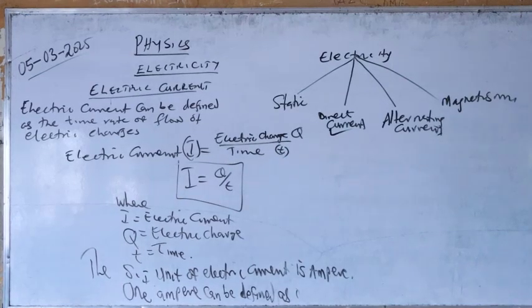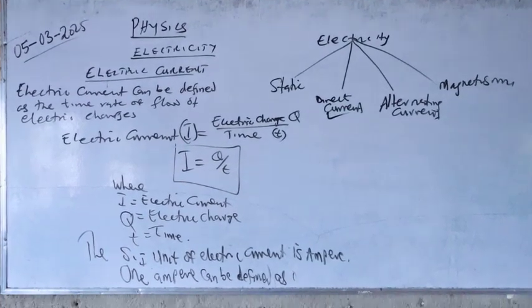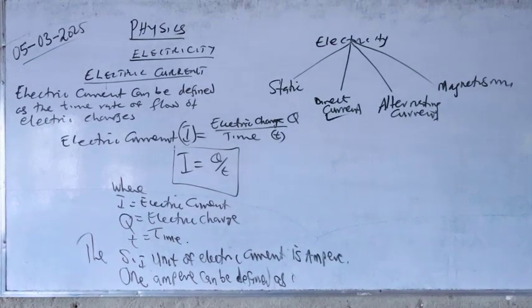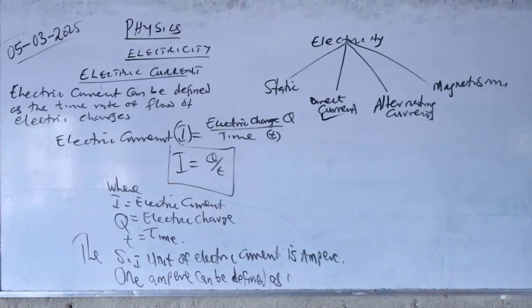Milliampere, microampere. Milliampere is 10 raised to minus 3 ampere. Microampere is 10 raised to minus 6 ampere. We should know how small units can be converted to bigger units. Milliampere, or mA, is equal to 10 raised to minus 3 ampere.